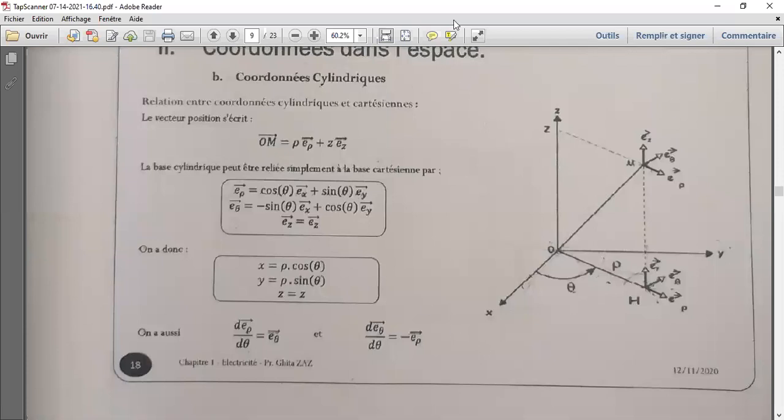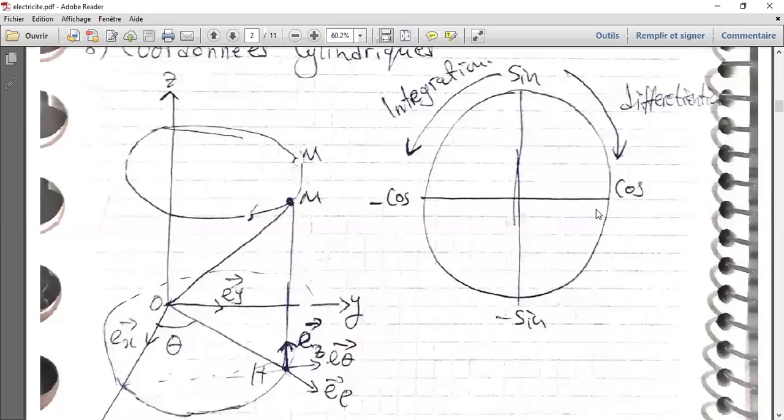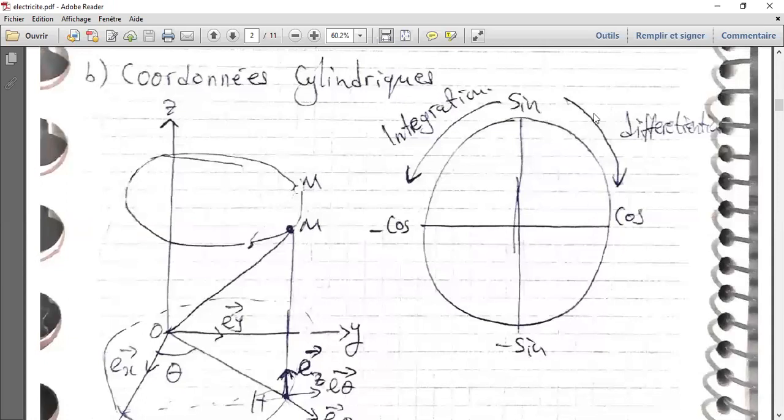And for you to differentiate this, I created a form of a circle. I think you guys remember this circle. If I'm doing differentiation, I'll be moving clockwise. If I differentiate sine, it will give me cos. If I differentiate cos, it will give me negative sine. If I differentiate negative sine, it will give me negative cos. And if I differentiate negative cos, it will take me back to sine.